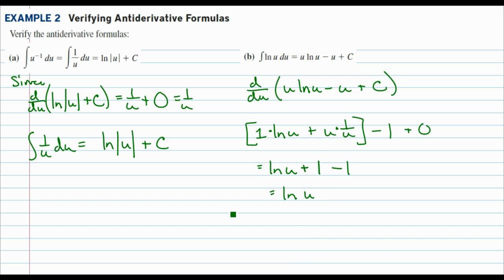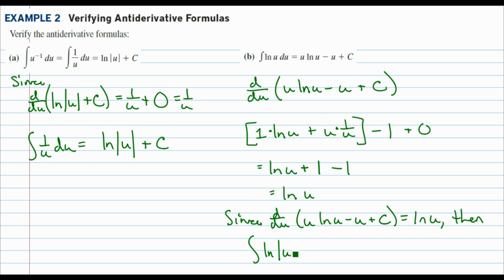Now a little bit of simplification, and I get the natural log of u. All right, so now we can say that since the derivative of u times the natural log of u minus u plus c is the natural log of u, then we can say that the antiderivative of the natural log of u du equals u times the natural log of u minus u plus c. So we just work that backwards.